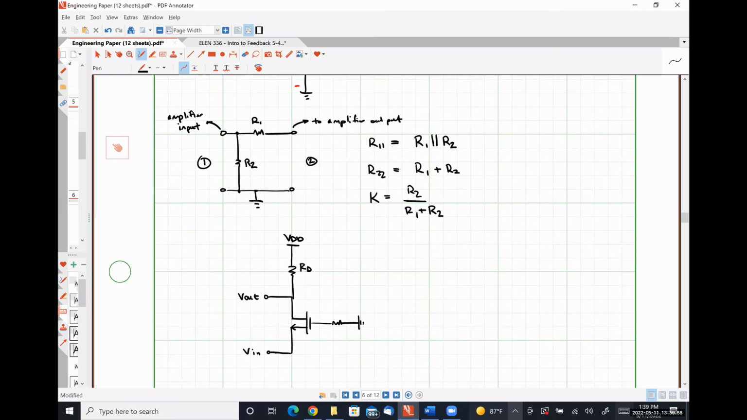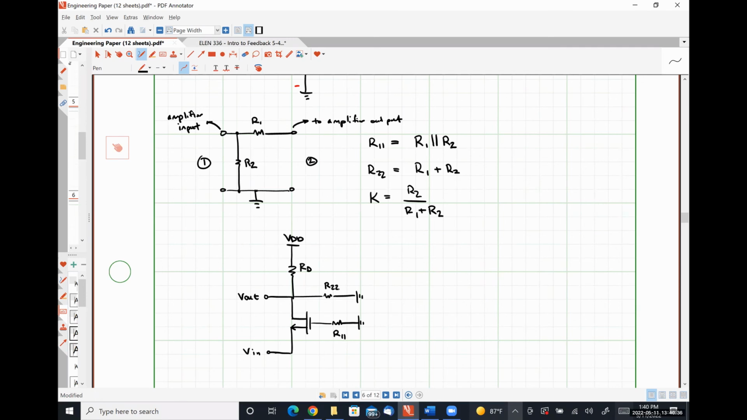R11 is going to appear between where we had our connection to our input signal VGS and ground. R22 is going to appear between where we had our connection to our output signal. Now we want to determine the open loop gain of this amplifier configuration.